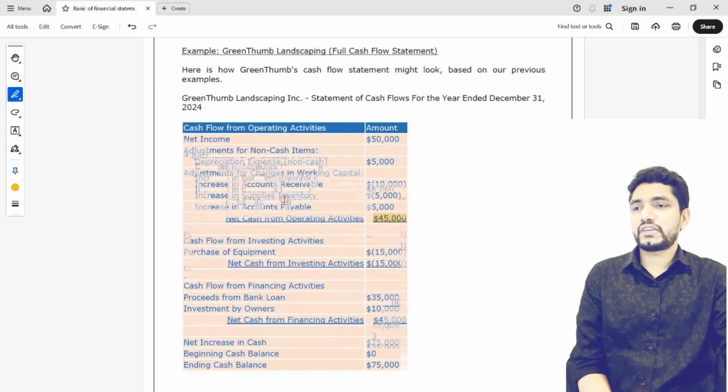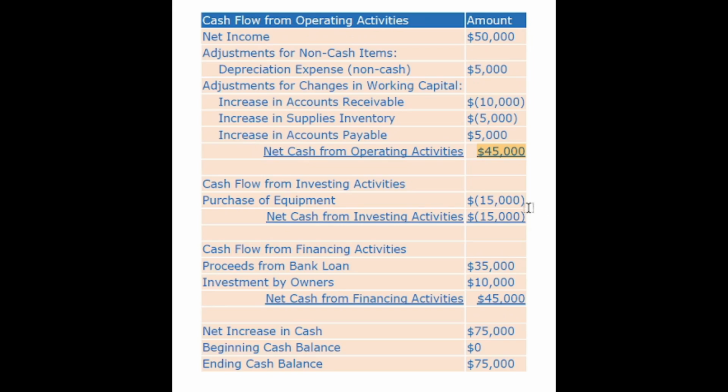So when it comes to investing activities, there is only one activity, that is a purchase of an equipment, which is 15,000. So you can directly show it as cash outflow. So when it comes to financing activities, there are two activities: proceeds from bank loan, investment by owners. These are positive cash flows.